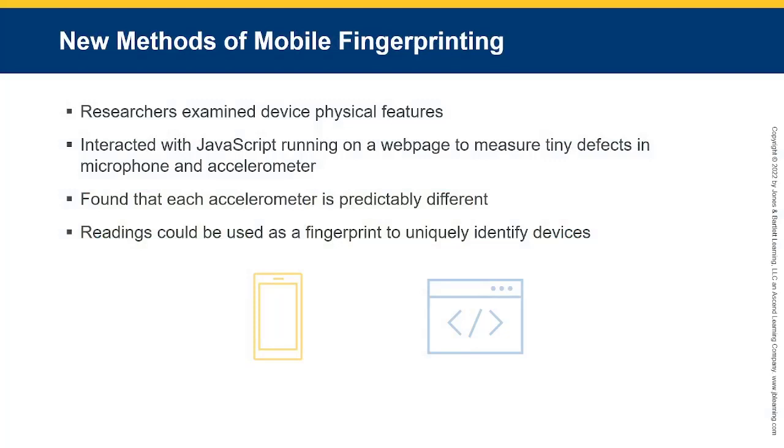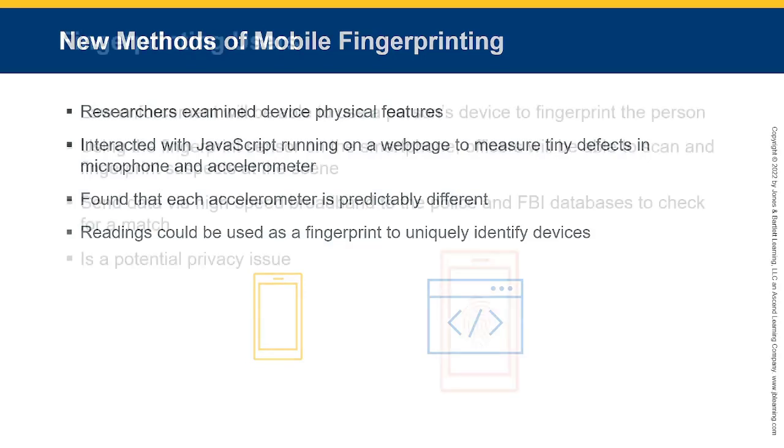There are new methods of mobile fingerprinting. Researchers examine device physical features, interacting with JavaScript running on web pages to measure tiny defects in the microphone and accelerometer. They found that each accelerometer is predictably different. The readings could be used as a fingerprint to identify uniquely identified devices.